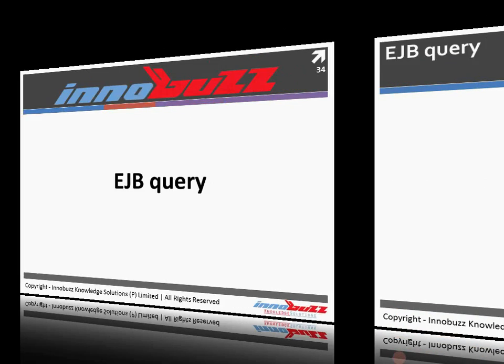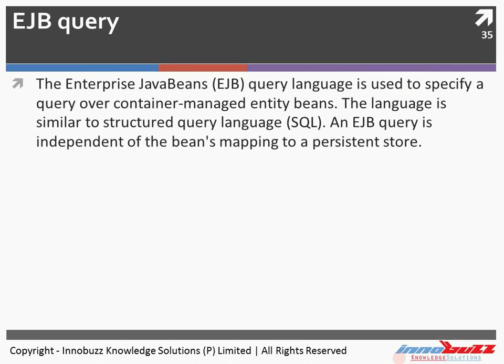EJB query. Enterprise Java Beans do have a query language, which means the language is used to specify a query over container-managed entity beans. The language is similar to structured query language, and EJB query is independent of the bean's mapping to a persistent store.